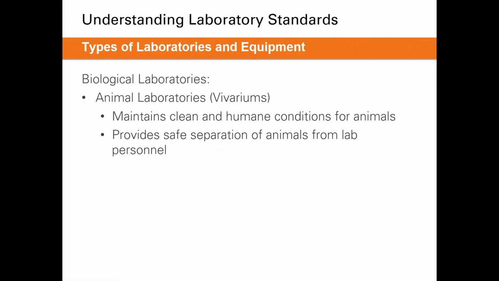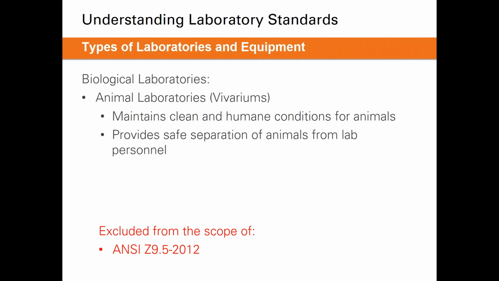So if we start by going through biological laboratories, the first room that we'll discuss here is an animal laboratory, also referred to as a vivarium. Now, the purpose of these spaces is to maintain clean and humane conditions for animals, while also providing safe separation of these animals from the lab personnel. Vivariums are not included in the scope of ANSI Z9.5.